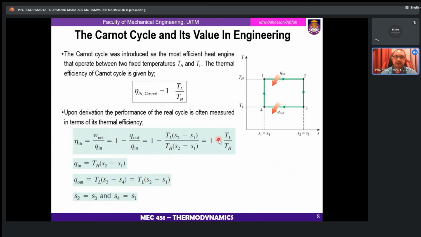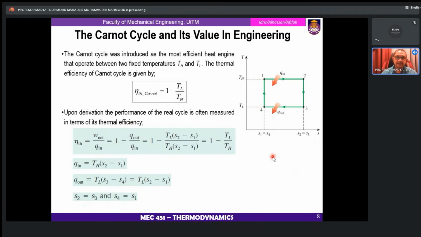So to calculate the efficiency of the Carnot cycle, the formula you can use is 1 minus T_L over T_H, because these Carnot engines operate between a maximum and a minimum temperature. The high temperature is the maximum, the low temperature is the minimum. The operation is between these two levels.